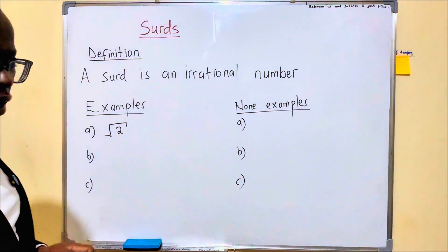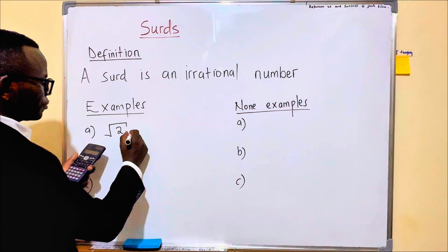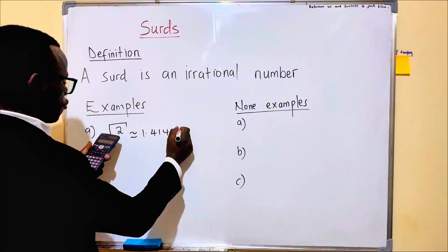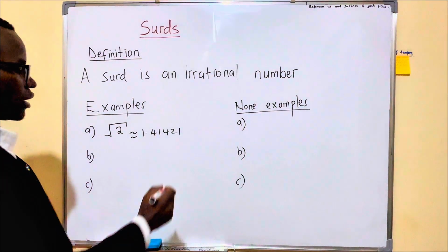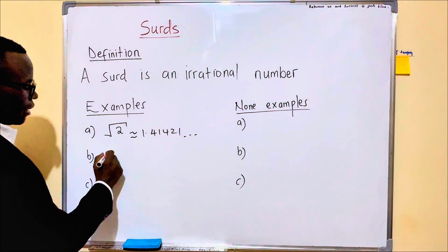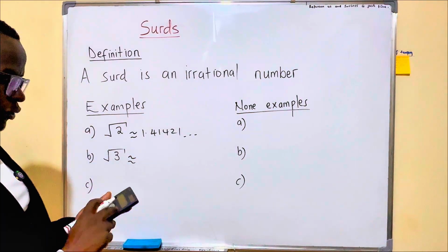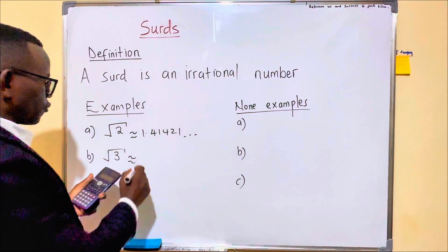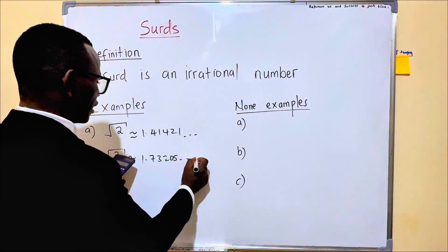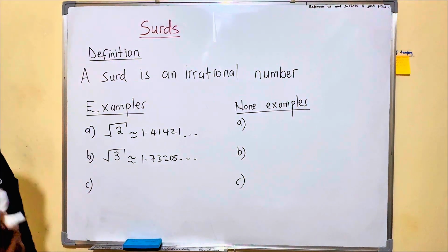When we get our calculator and we place the root of 2, this is equal to 1.41421, and we cannot express this number in terms of a what? A fraction. Number 2, we have root of 3. Now root of 3 is just an approximate of 1.73205 and others. We cannot express this as a rational number or as a fraction.